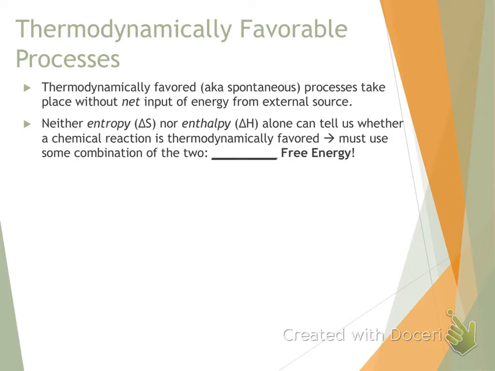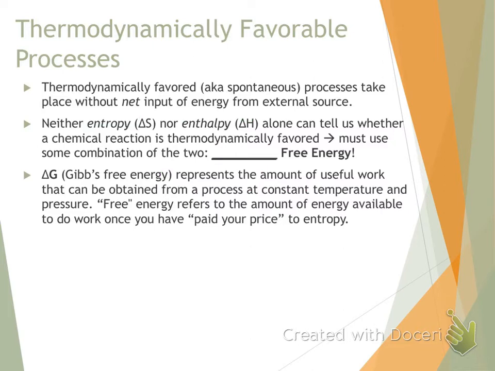Whether or not a process is thermodynamically favorable depends on both entropy and enthalpy. So we have a combination of the two, and that is called Gibbs free energy. Gibbs free energy, or delta G, is the amount of work that can be obtained from a process when we're at constant temperature and pressure. So Gibbs free energy is talking about the amount of energy that's available within the system to do work after you've taken into account the enthalpy and entropy changes of that system.